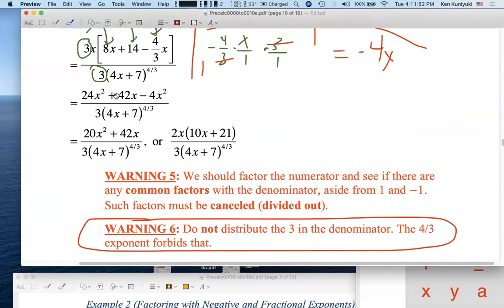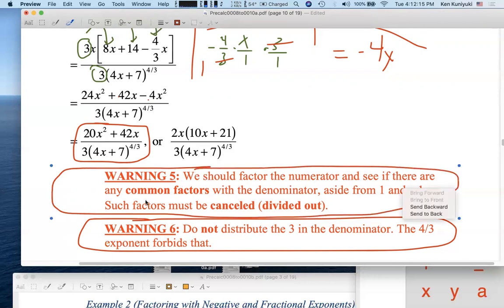On the top, we can combine like terms. 24x squared minus 4x squared is 20x squared. We carry over the plus 42x. And it turns out that this will be an acceptable answer. However, we want to make sure that it's simplified. So you may want to factor this back to make sure it's simplified. We should factor the numerator back and see if there are any common factors between the numerator and the denominator, besides plus or minus 1. Those are trivial. If you have any non-trivial factors, any common factors besides plus or minus 1, they have to be canceled or divided out.